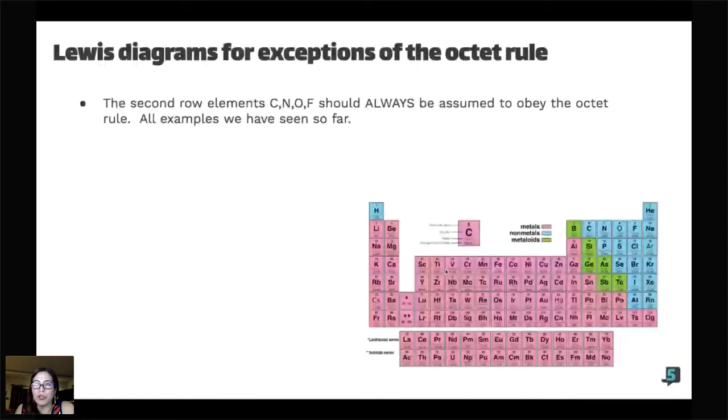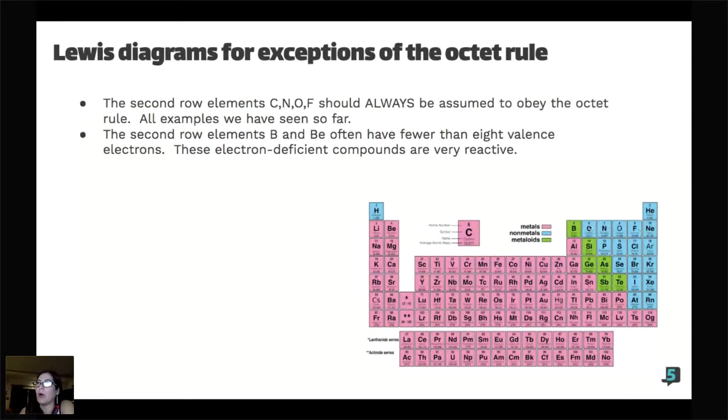Okay, so now we're going to consider exceptions of the octet rule. Remember that we're doing this for molecules, so only covalent bonds. Just a quick reminder of which elements do covalent bonds. Exactly, very good. Non-metals are the elements that make covalent bonds. So we're going to consider only the non-metals. The second row of the non-metals should be assumed to always obey the octet rule. And those are the examples that we have seen so far.